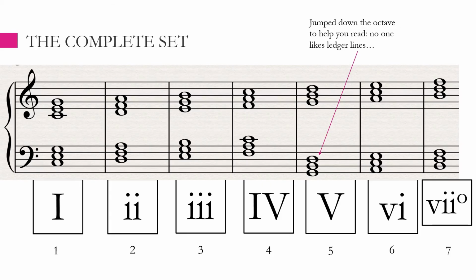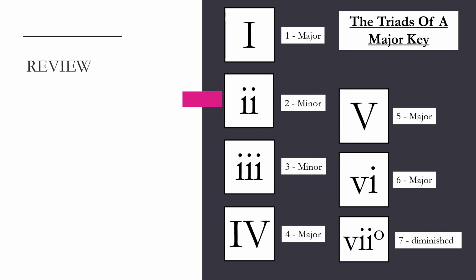So here we go. I've moved these triads down just because no one likes reading ledger lines, but there's our whole set. So, quick review. The triads of a major key will always follow this pattern. The first, fourth, and fifth are major. The second, third, and sixth are minor, and the seventh is always diminished.